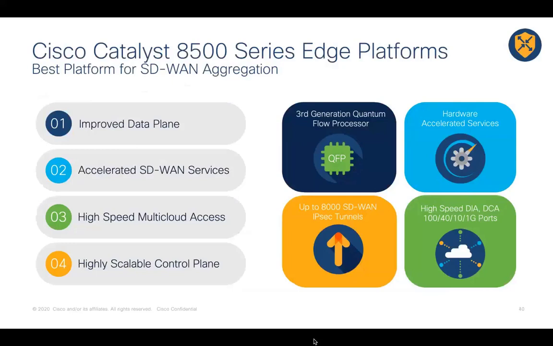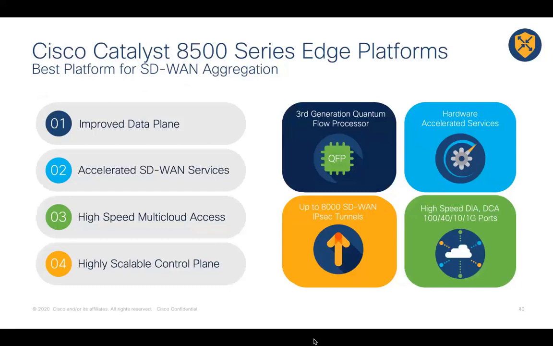If I have to tell you 4 things about this particular platform as a takeaway, first is the improved data plane. We learned about the Quantum Flow Processor. The 8500 series is the platform that hosts the QFP 3.0. All that raw power of 896 threads is available in this platform. Second is accelerated SD-WAN services. We talked about inline, we talked about hardware assist blocks within the QFP architecture. That really helps us accelerate the services because they are being served in the hardware itself, within the ASIC itself.